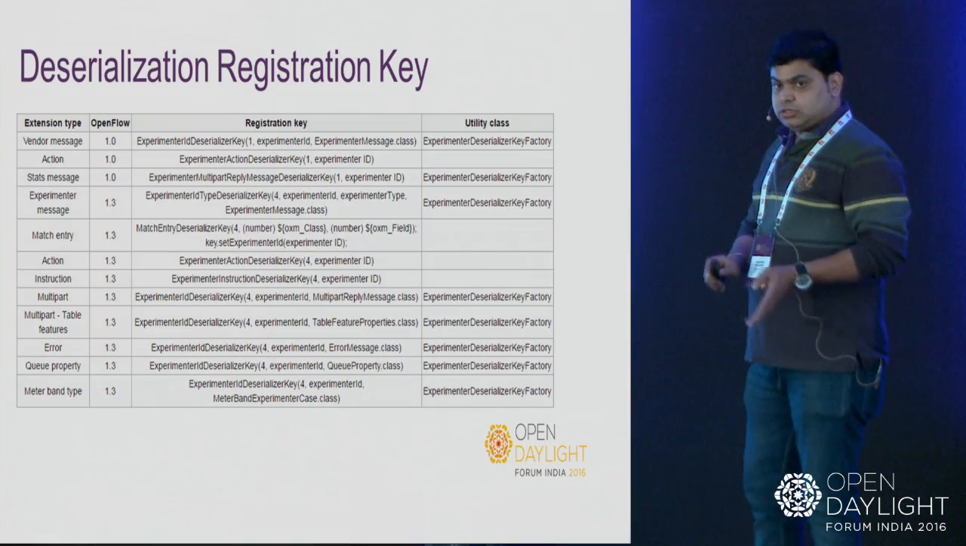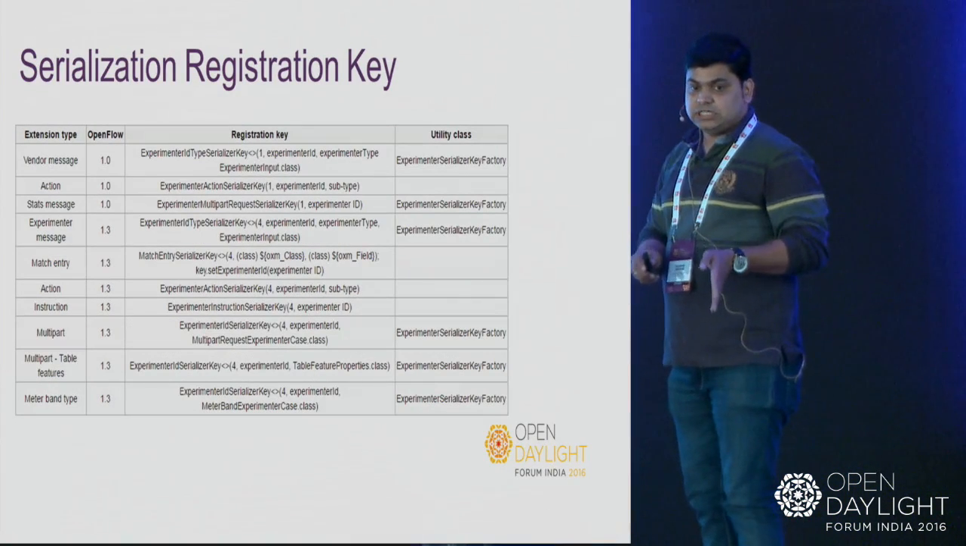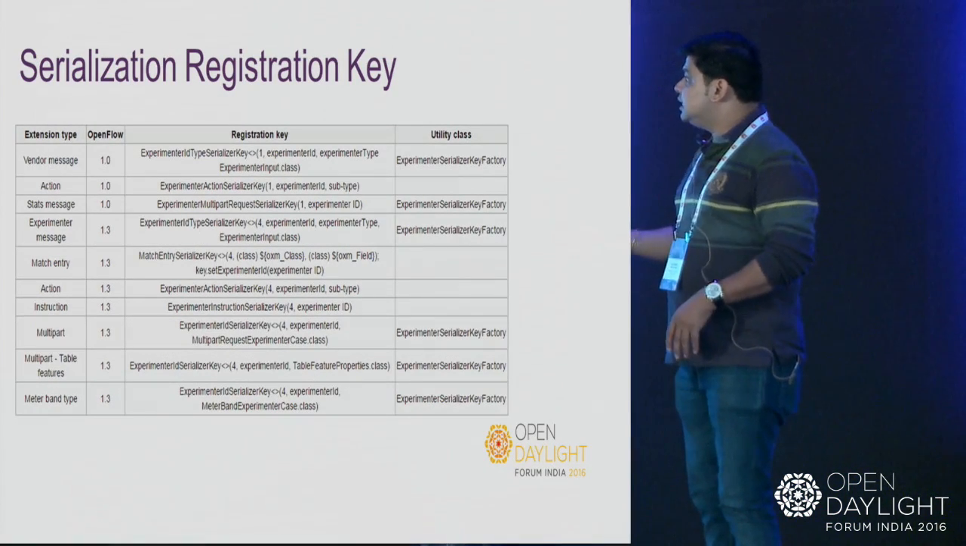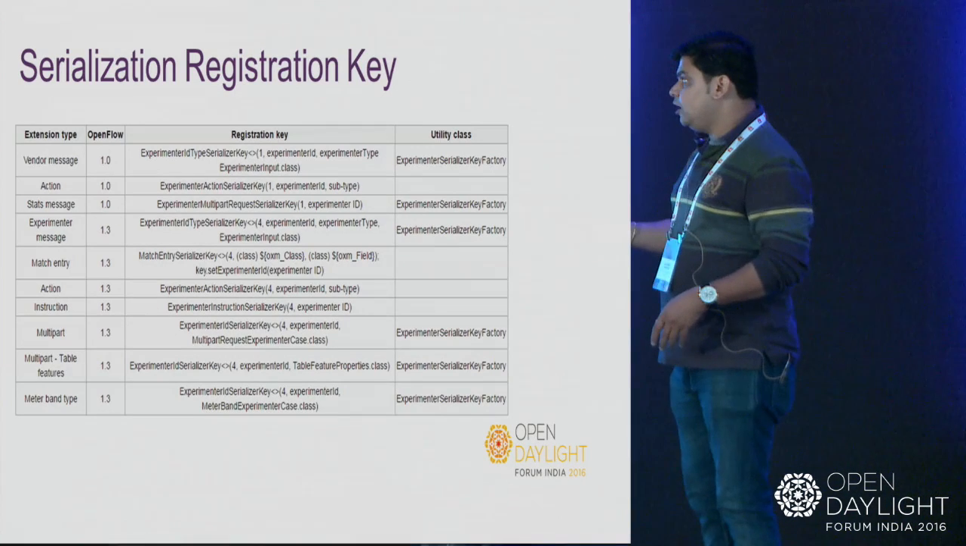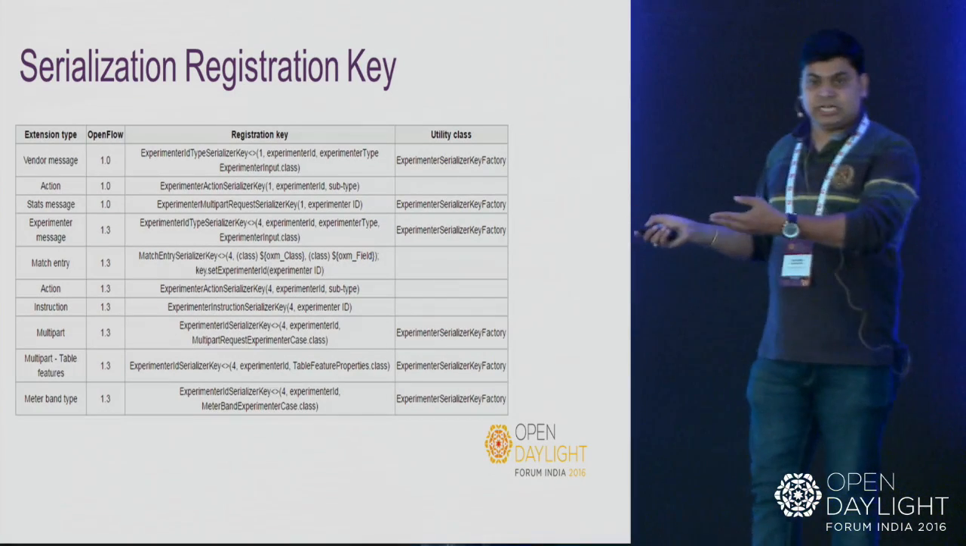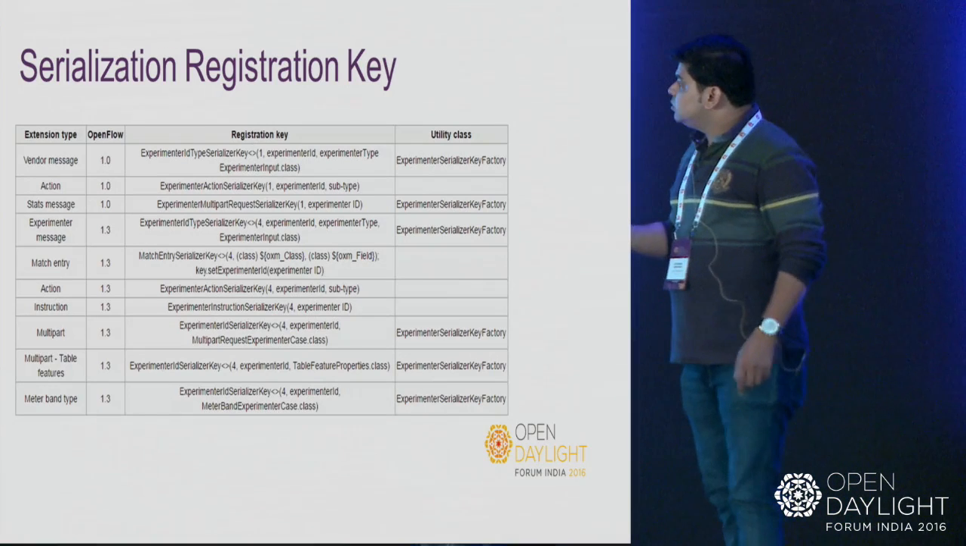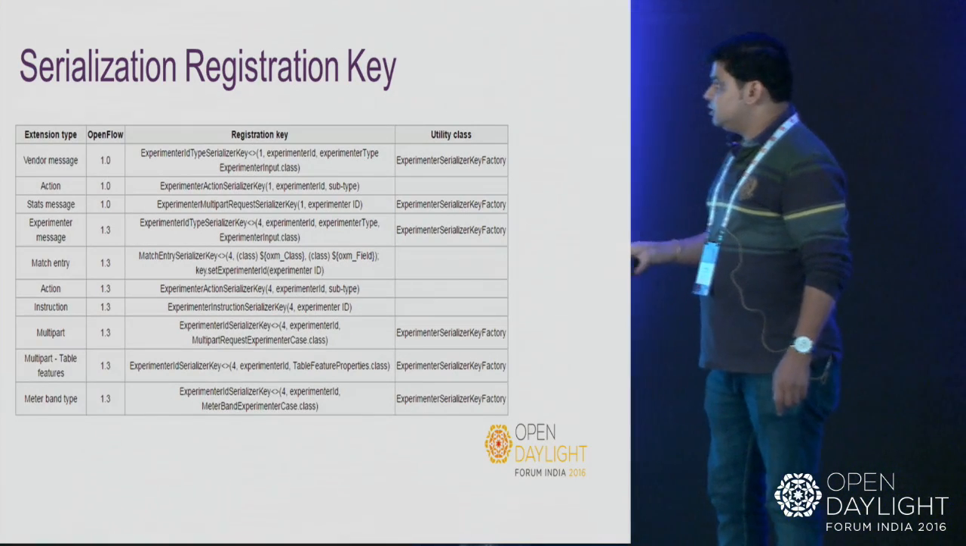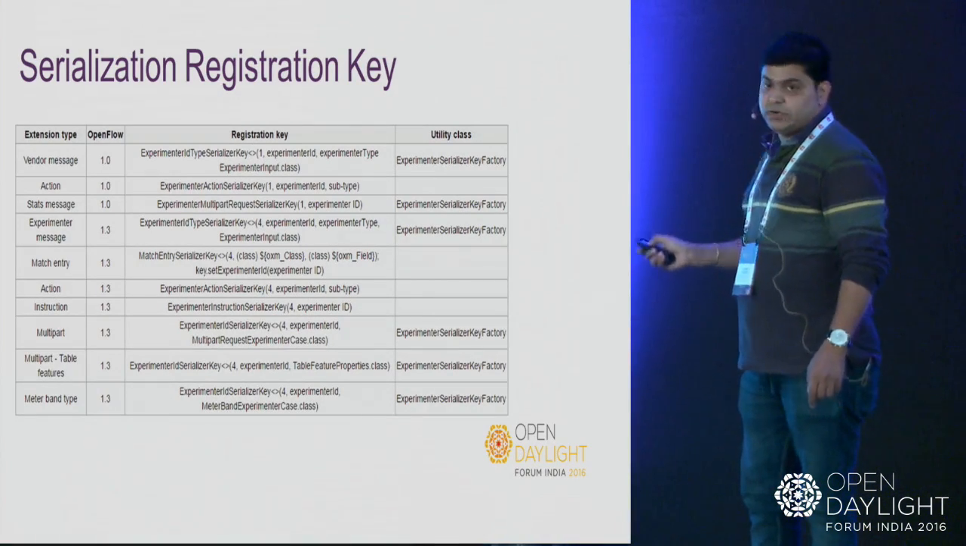It's a similar table. The way you deserialize, the similar way we serialize it. And this table is again helpful. In our case, we are using message type and message type key. So these are again the classes. This is the version and registration key and the utility classes.